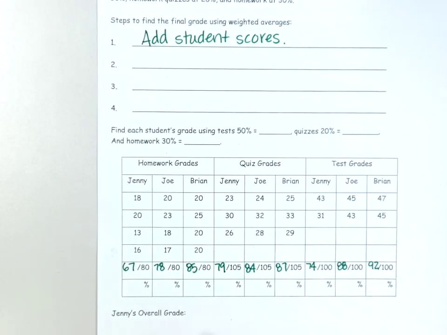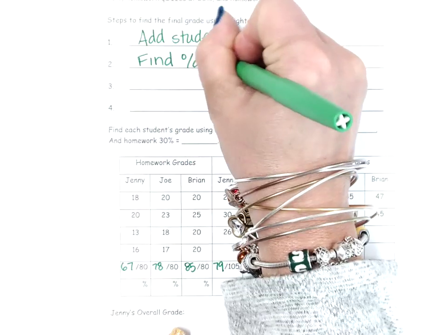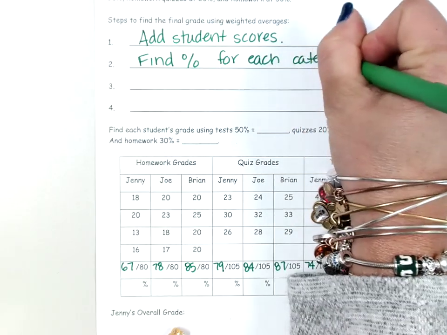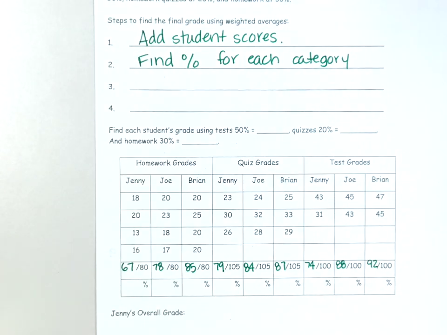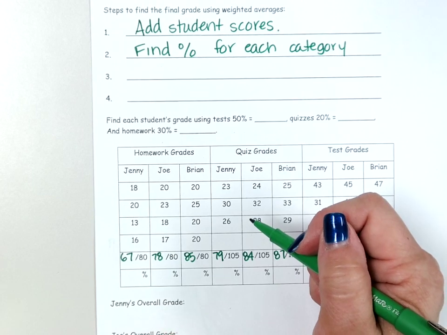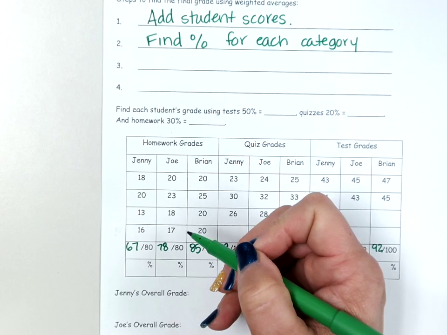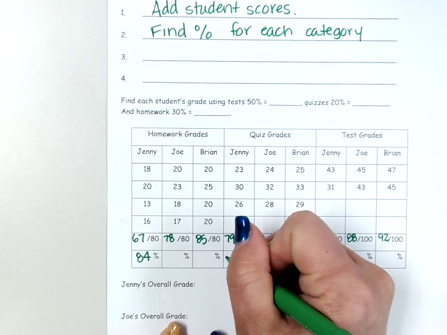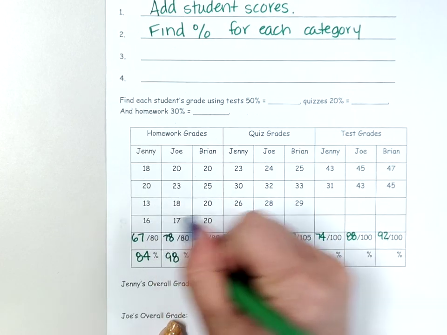All right, step two, we're going to find the percent for each category. Okay? So to find the percent, you just do your top divided by bottom times 100, and we're going to round to a whole percent. So if I do 67 divided by 80 times 100, that will round to 84%. 78 divided by 80 times 100 is 98%.